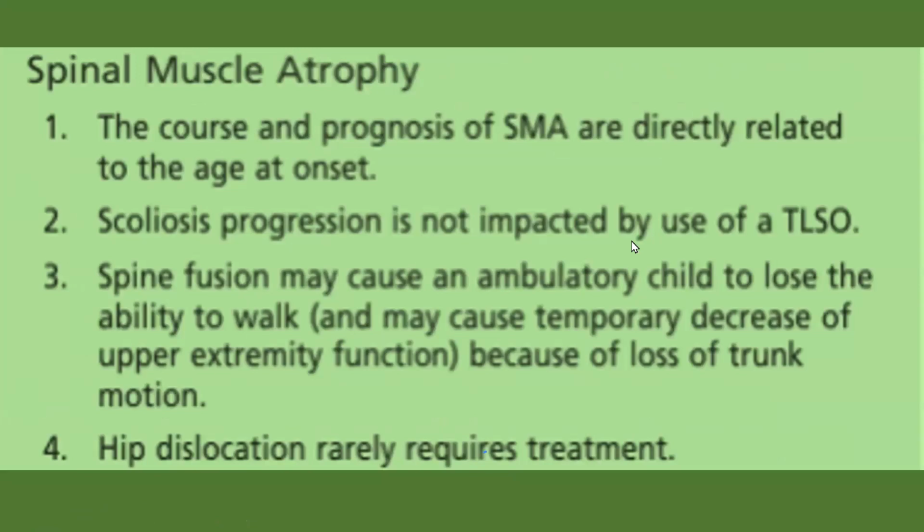Spinal muscular atrophy, muscle atrophy: the course and prognosis of SMA are directly related to the age at onset. Scoliosis progression is not impacted by the use of thoracolumbosacral orthosis. Spine fusion may cause an ambulatory child to lose the ability to walk and may cause temporary decrease of upper extremity function because of loss of trunk motion. Hip dislocation rarely requires treatment.